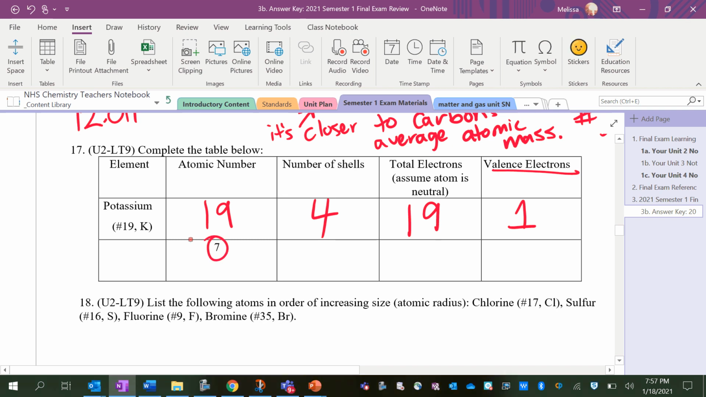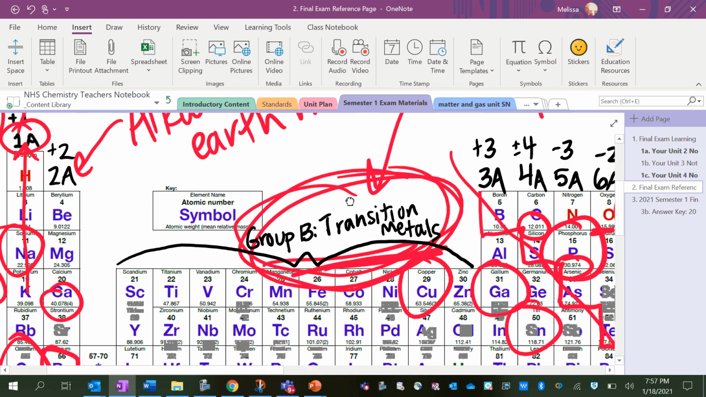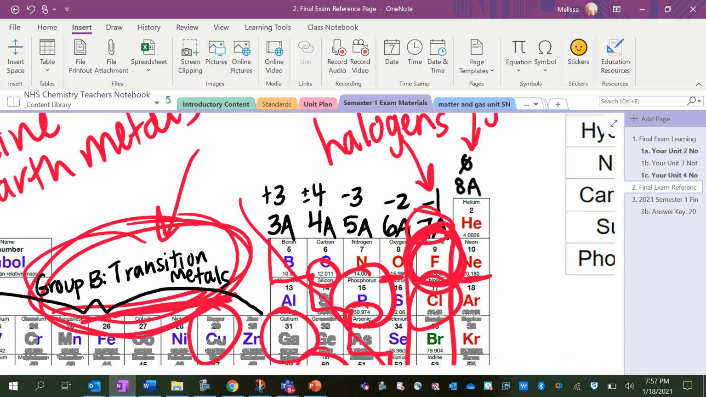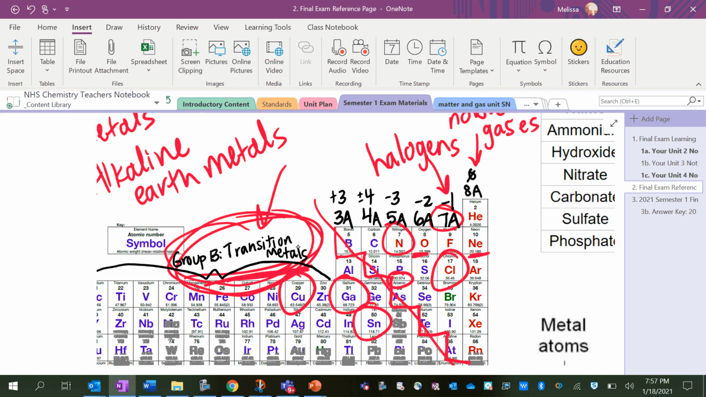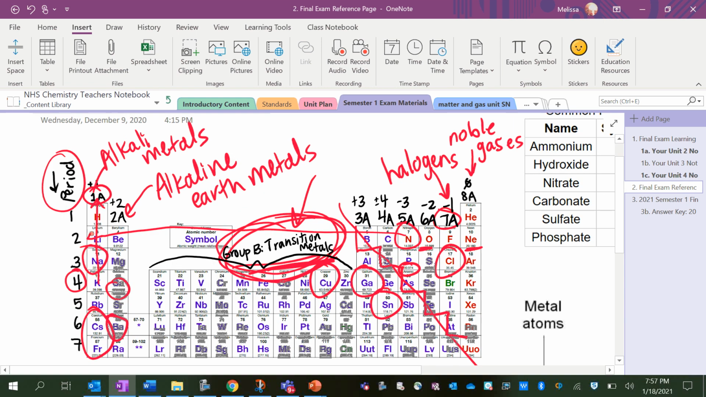What element is number 7? Let's look it up. Number 7 is nitrogen. So let's write nitrogen. Number 7, N. How many shells does it have? Well, let's look what period nitrogen is in. It is in period 2.